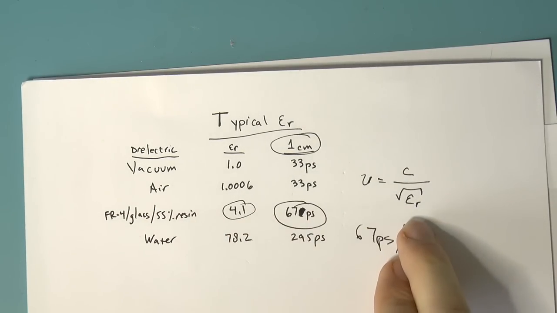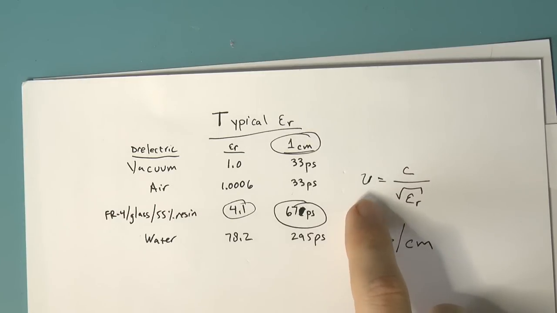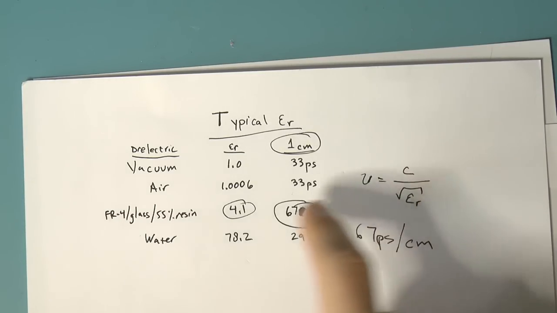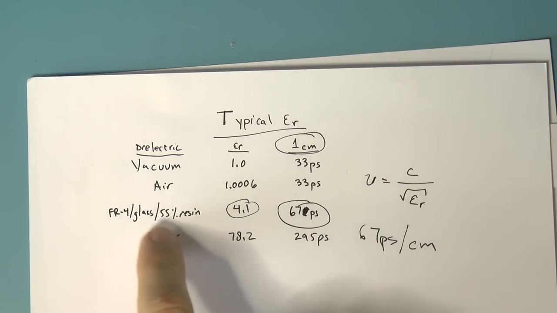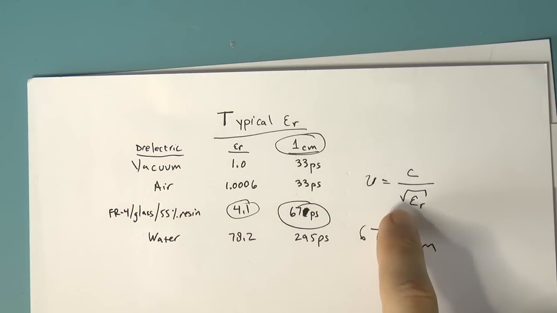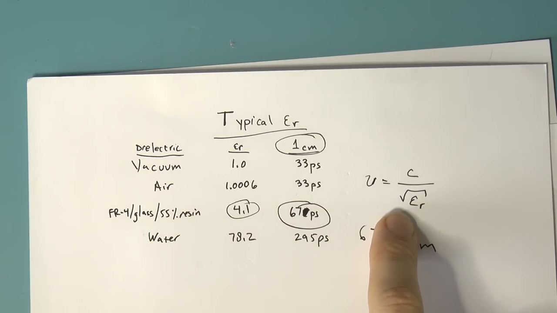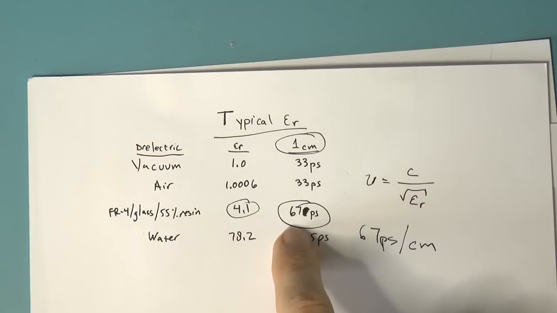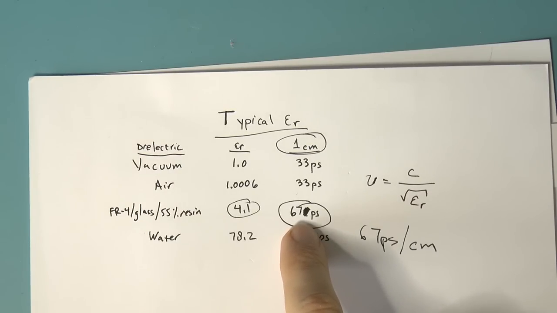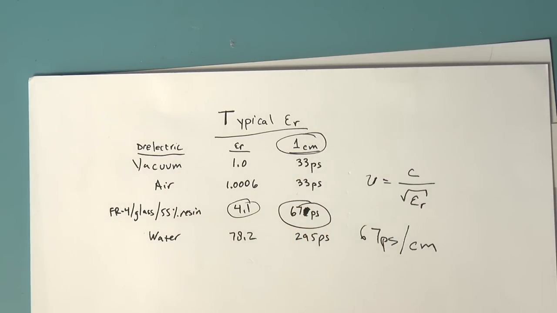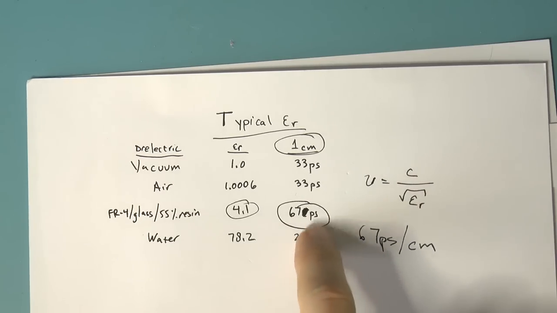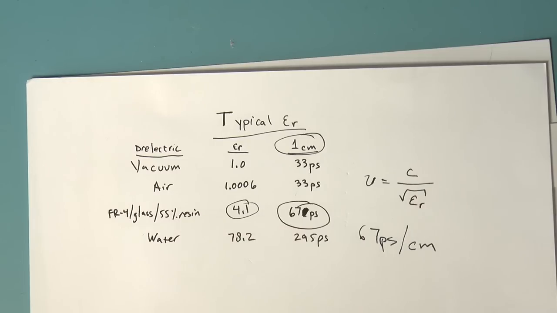The square root of 4 is 2. So that means that the speed of the electric field traveling down a transmission line separated by a printed circuit board is going to be roughly half that of the speed of light, or 67 picoseconds per centimeter. That's a very important value, and we'll refer to it a lot later.